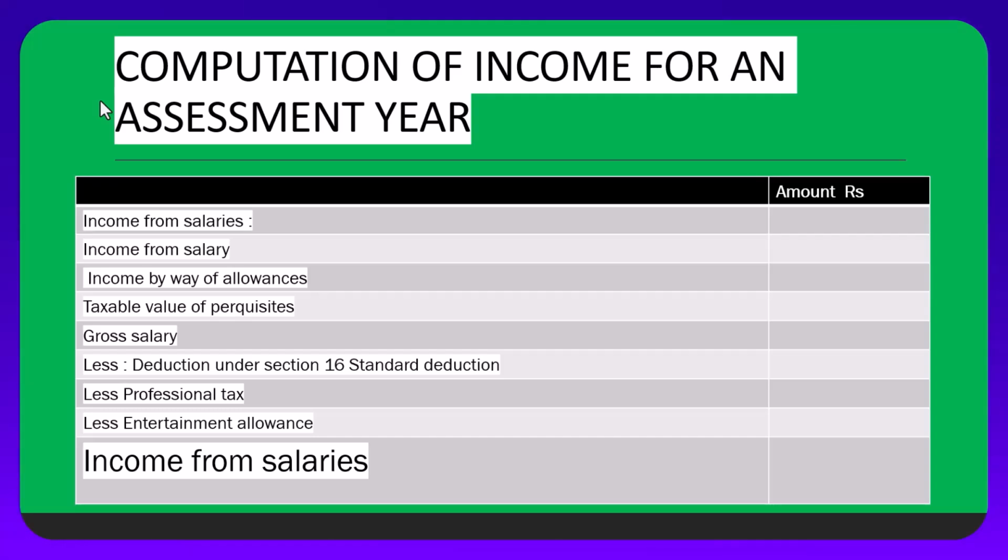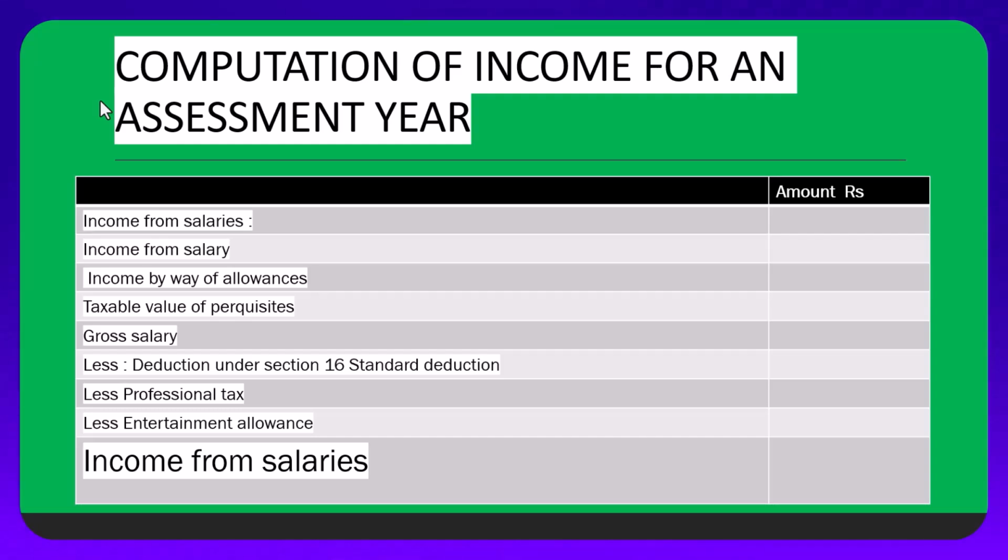Then, deductions under section 16: professional tax. If you are paying the state government, you get a tax deduction. There is also something called entertainment allowance, which government employees generally get. If a government employee is getting some entertainment allowance because he is meeting so many people and spending some money on restaurant bills, he will get some allowance, and to some extent it will be exempt from his salary. And there is something called standard deduction.